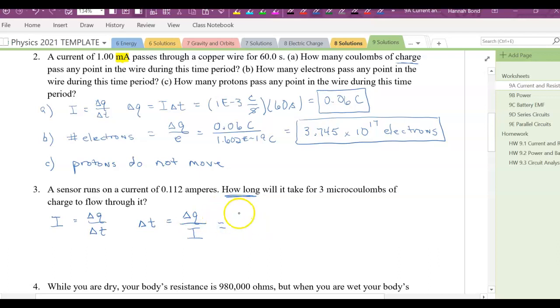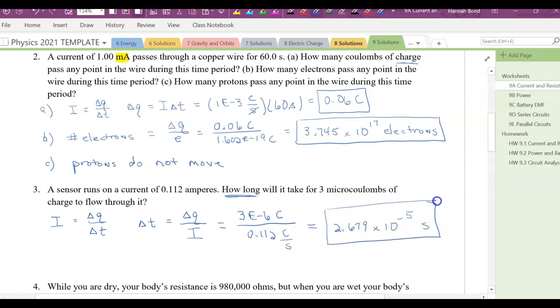Okay, so our charge is 3 microcoulombs. I'm going to convert that to coulombs. That's 3 e to the negative 6 coulombs. The current is 0.112 amperes, and an ampere is a coulomb per second. So if I do this math, I get that it's only going to take 2.679 times 10 to the negative 5th seconds for the 3 microcoulombs to pass that point.